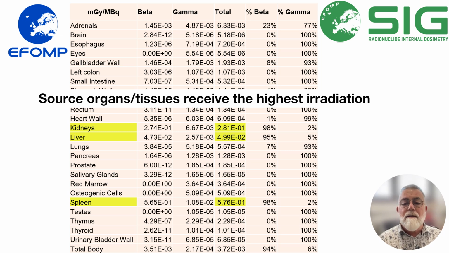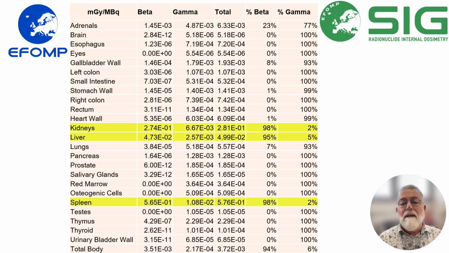Then the second conclusion is, as you can see, for all the source organs, the irradiation is coming massively from the beta component. 98% of the irradiation of the kidney and of the spleen comes from beta, 95% of the irradiation of the liver comes from beta. And obviously the rest, 2-5%, is coming from the gamma.